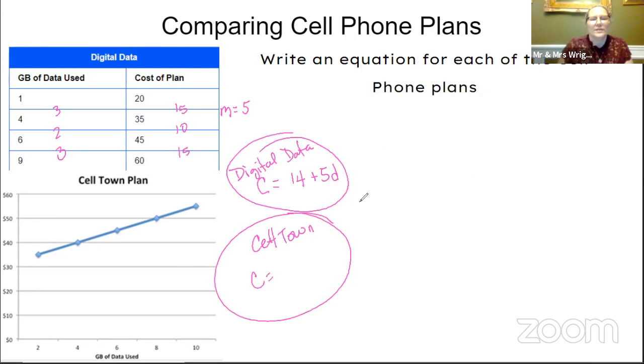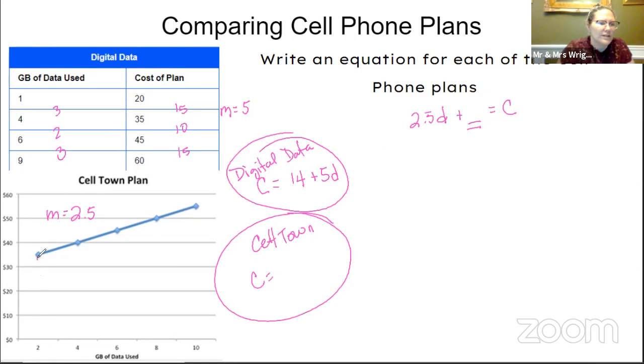All right, so for Cell Town, we figured out the rate of change was 2.5, if you remember. The rate of change, or the slope, was 2.5. So we know we paid 2.5 per gigabyte of data, and it's plus something else that will give us our cost.